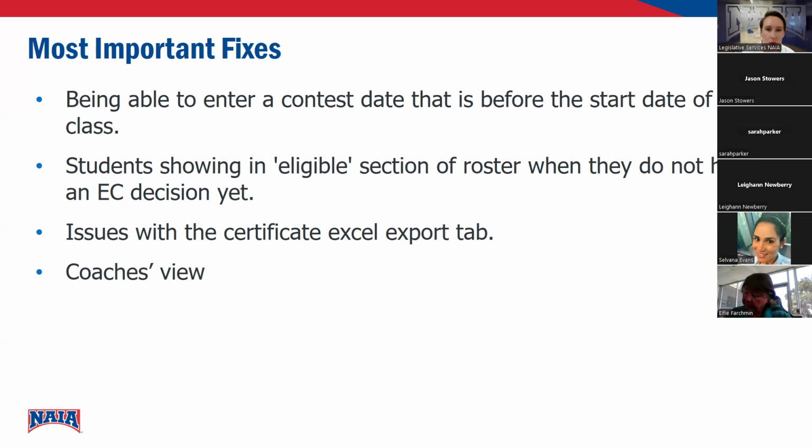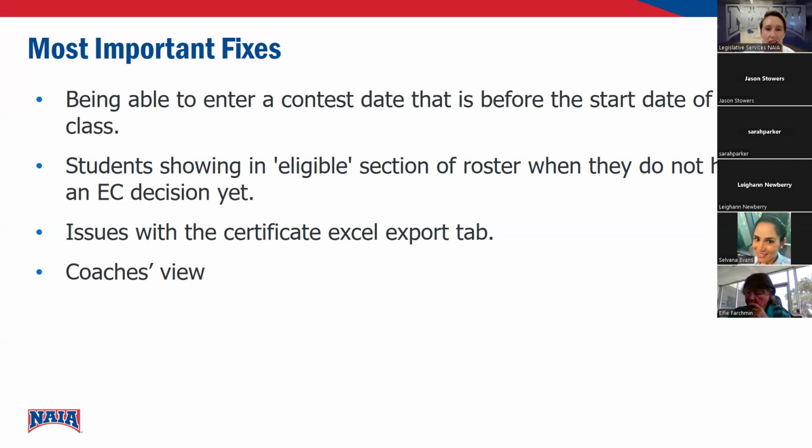Students showing as eligible in the section of their roster when they do not have an EC decision yet. So at this point in time, we're still working on finding examples of this. We've been notified at least a couple times that this has occurred. So please triple check your eligible section, that students that are listed in the section do actually have an eligible EC decision. If you find that there is a student listed in the eligible section of the roster that does not have an eligible EC decision, please send that example over to Legislative, and we'll make sure that that is entered into the queue as an example, so that we can kind of figure out where this bug might be occurring.